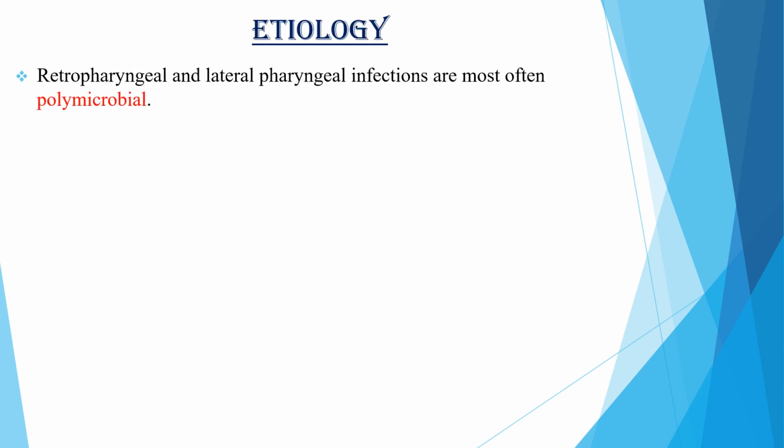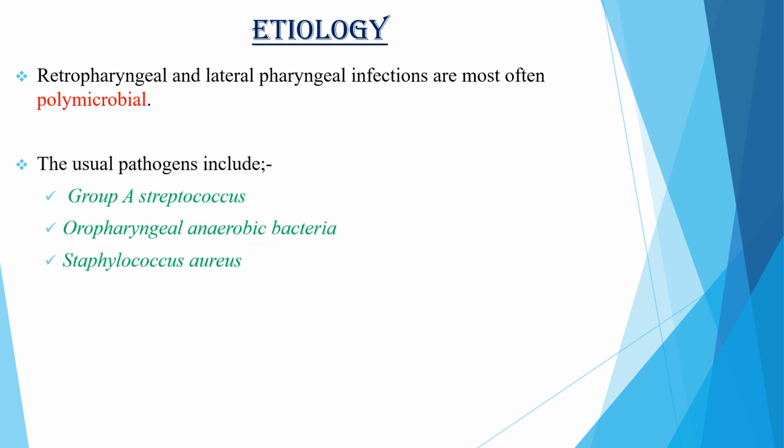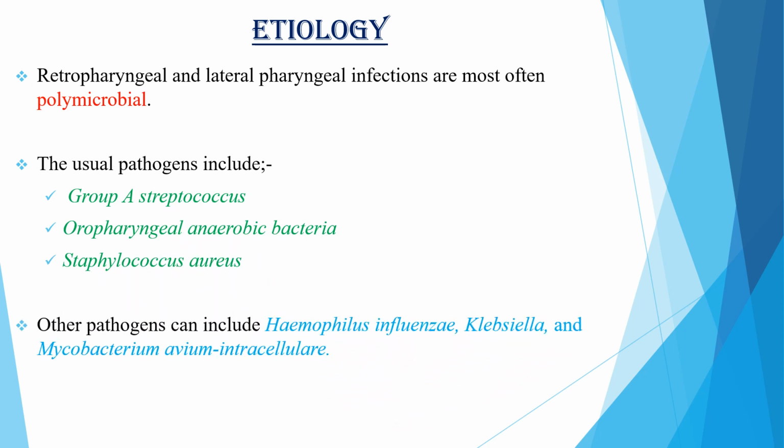Etiologically, retropharyngeal and the lateral pharyngeal infections are most often polymicrobial. The usual pathogens include group A streptococcus, oropharyngeal anaerobic bacteria, and Staph aureus. Other pathogens can include H. influenzae, Klebsiella, Mycobacterium avium intracellulare.